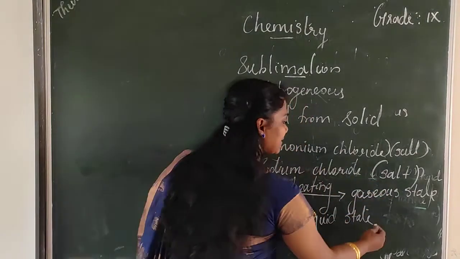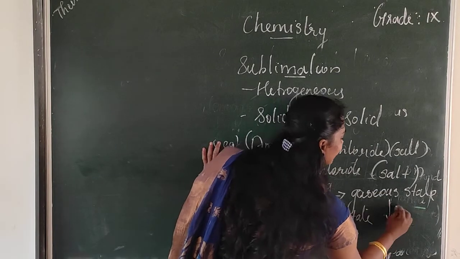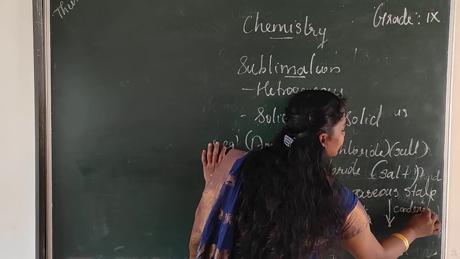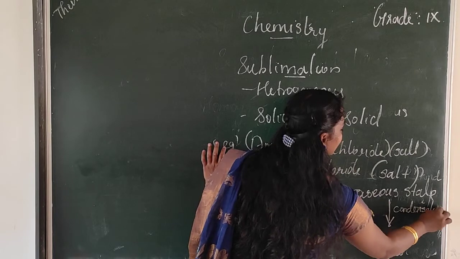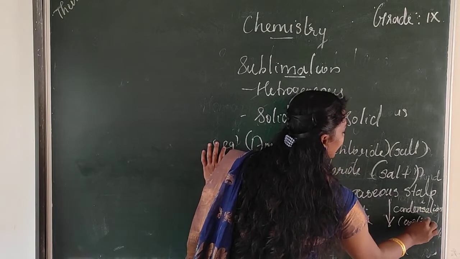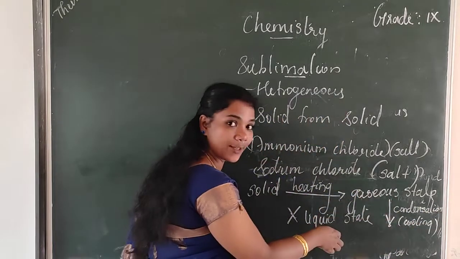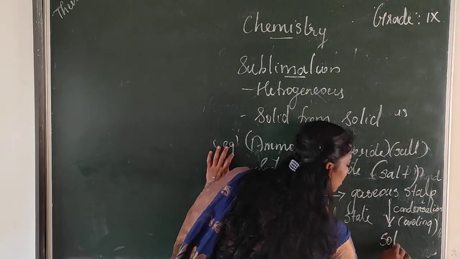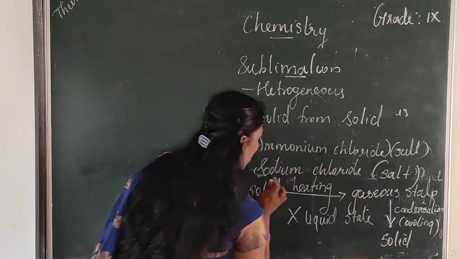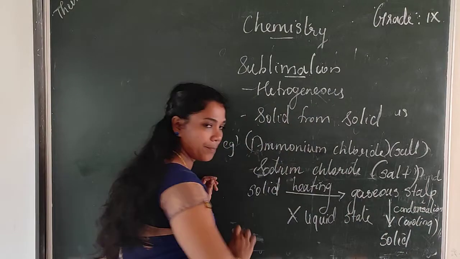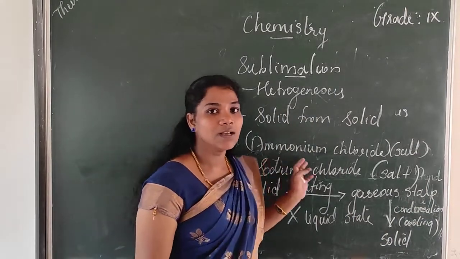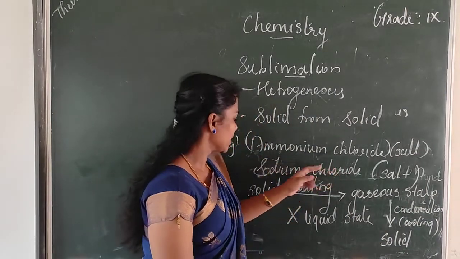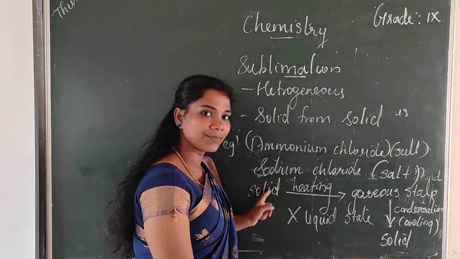Gaseous state. And this gaseous state on condensation. Condensation means what? Cooling. On cooling, the gaseous state molecules can be again converted into solid state. And this process is called as what? Sublimation.